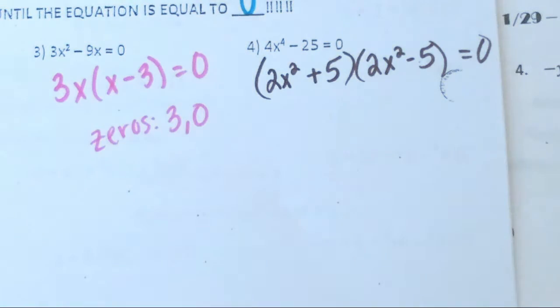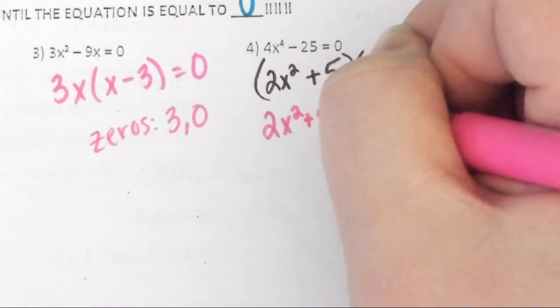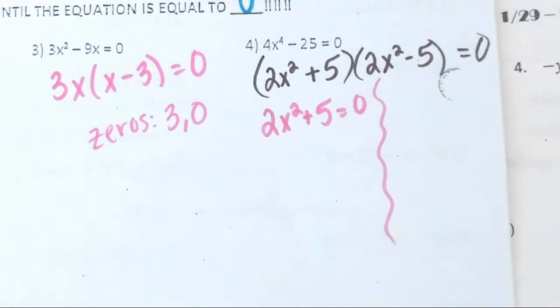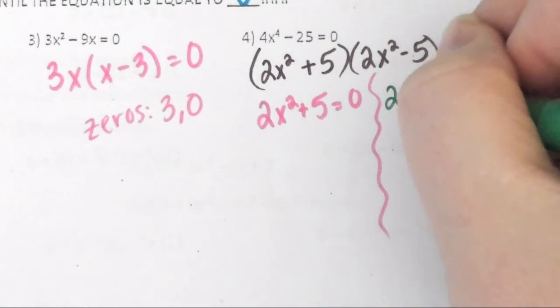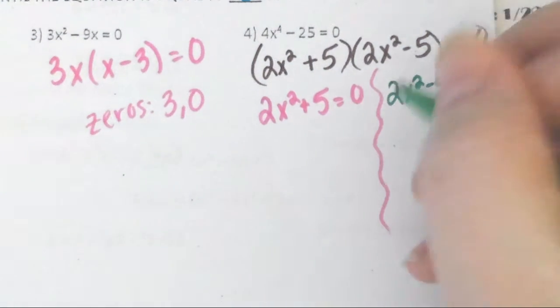So sadly, from here, I'm going to have to set each of these equal to 0. So 2x squared plus 5 equal to 0. And I'm going to do the other one as well. 2x squared minus 5 equal to 0. And this is sad. Like, I was enjoying factoring. When we were factoring, we were knocking out the zeros so fast. And now we got to actually solve the equations. And this is where life goes wrong and people make mistakes.